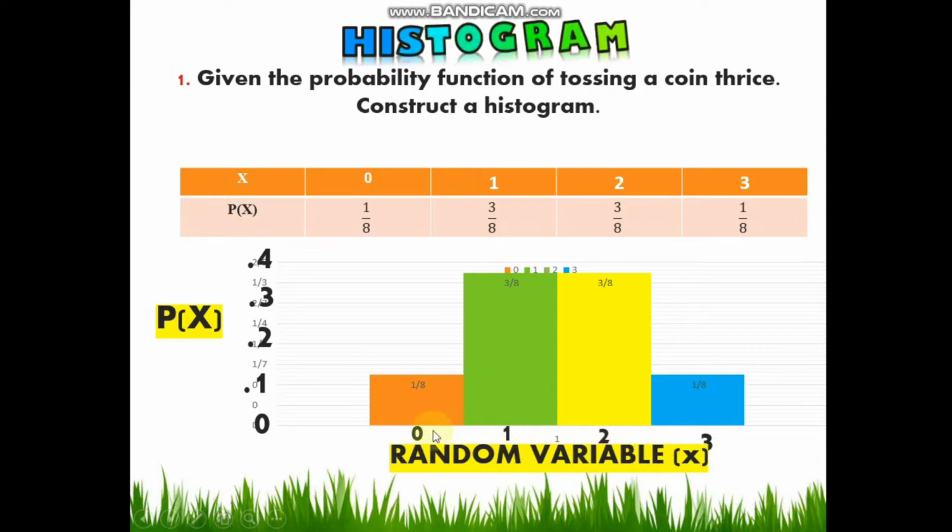your x-axis. So the 0, 1, 2, 3 are here on the horizontal line or your x-axis. And your probability of x is on the y-axis or your vertical line. So here we have p of x: 0, 0.1, 0.2, 0.3, 0.4. And then you just plot it. So 0 and 1/8, here. 1 and 3/8 there, 2 and 3/8, and then 3 and 1/8. That's how a histogram works for probability distribution tables.